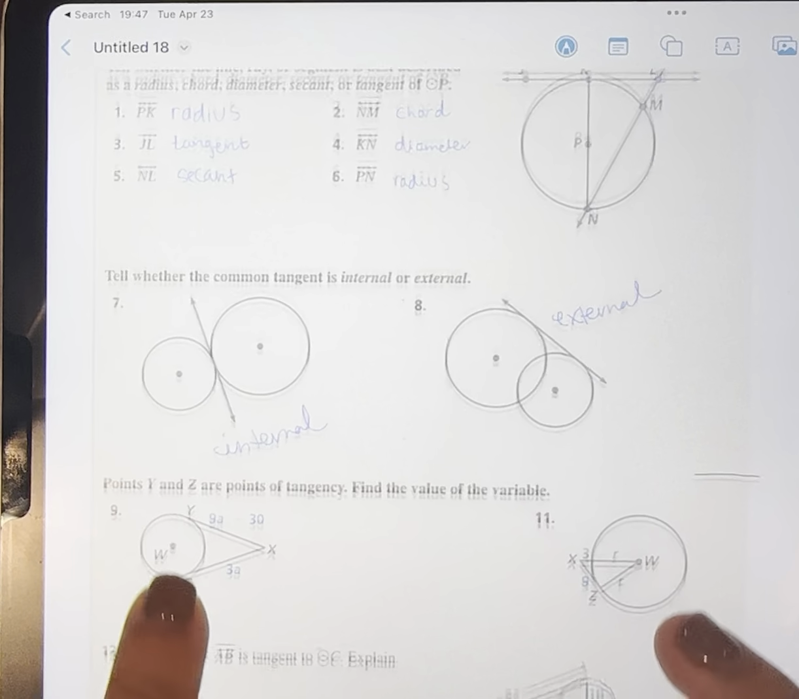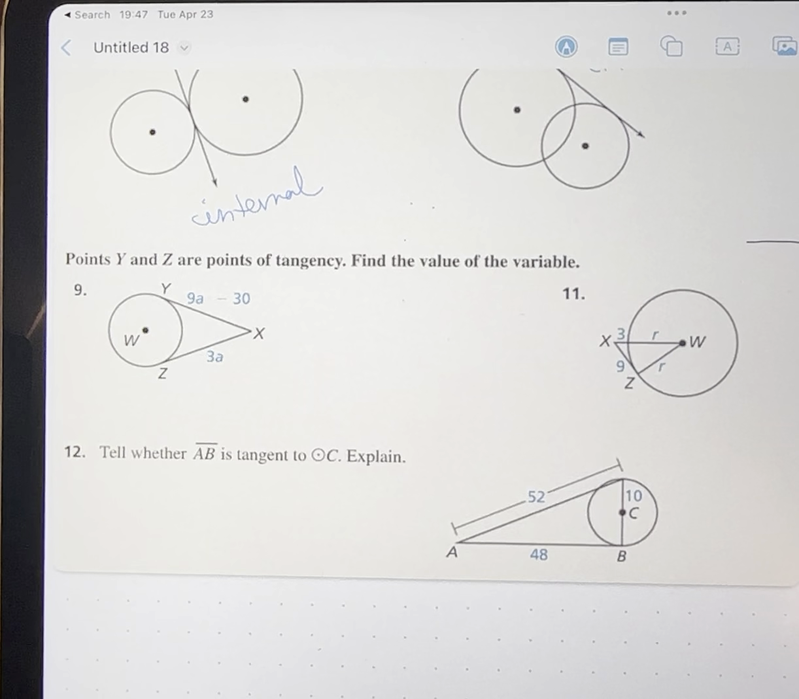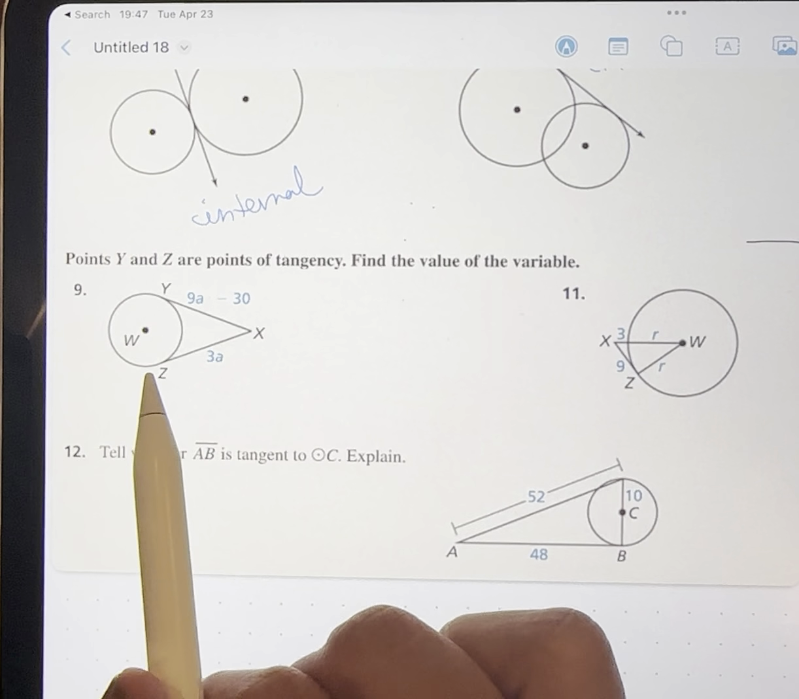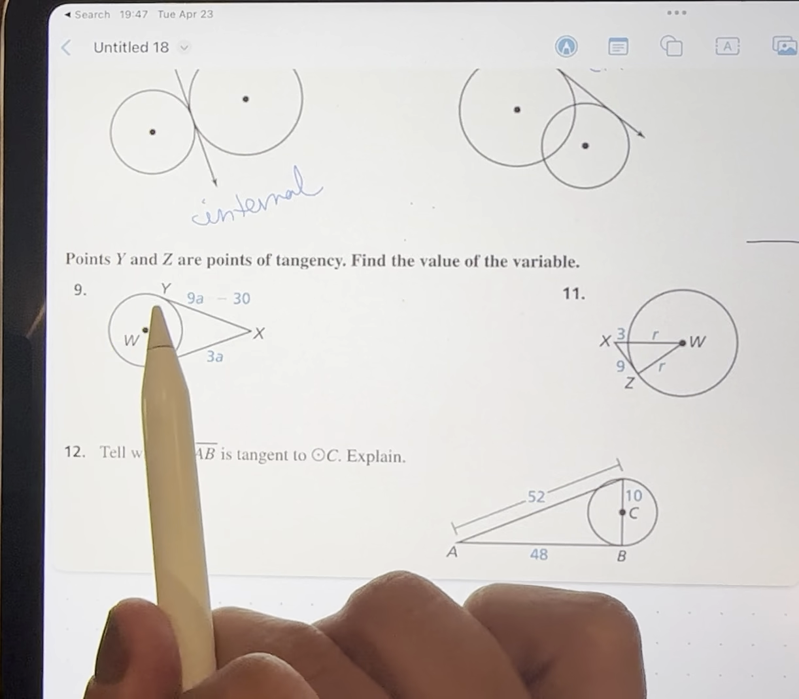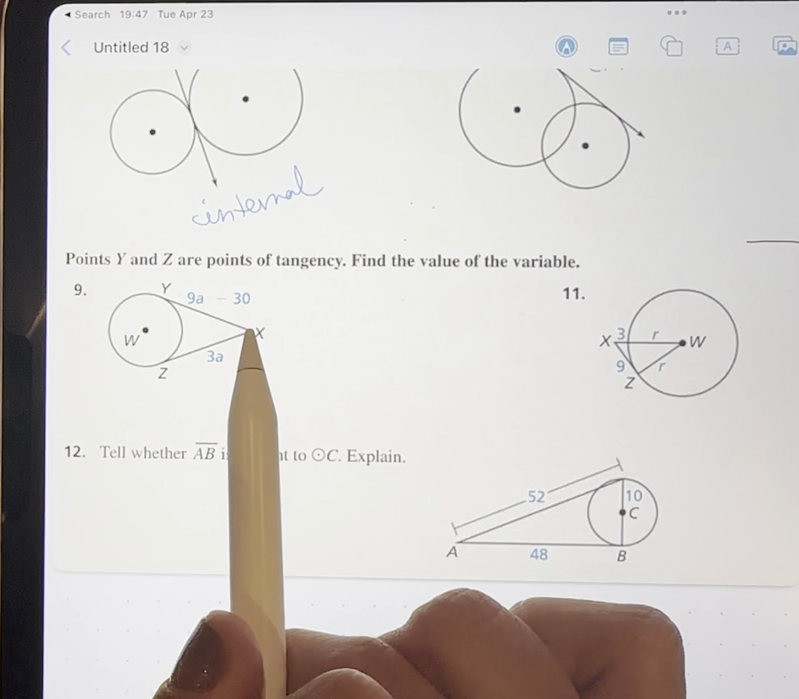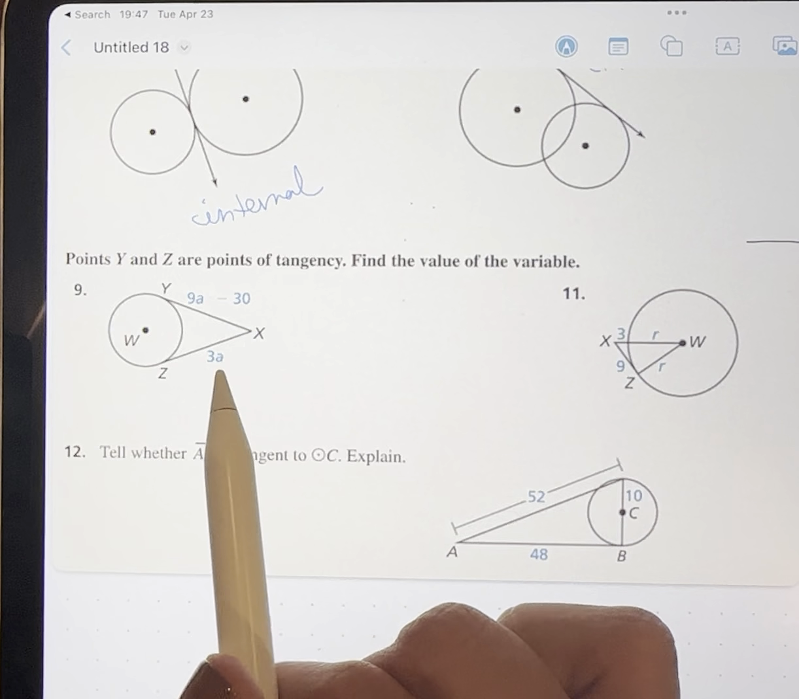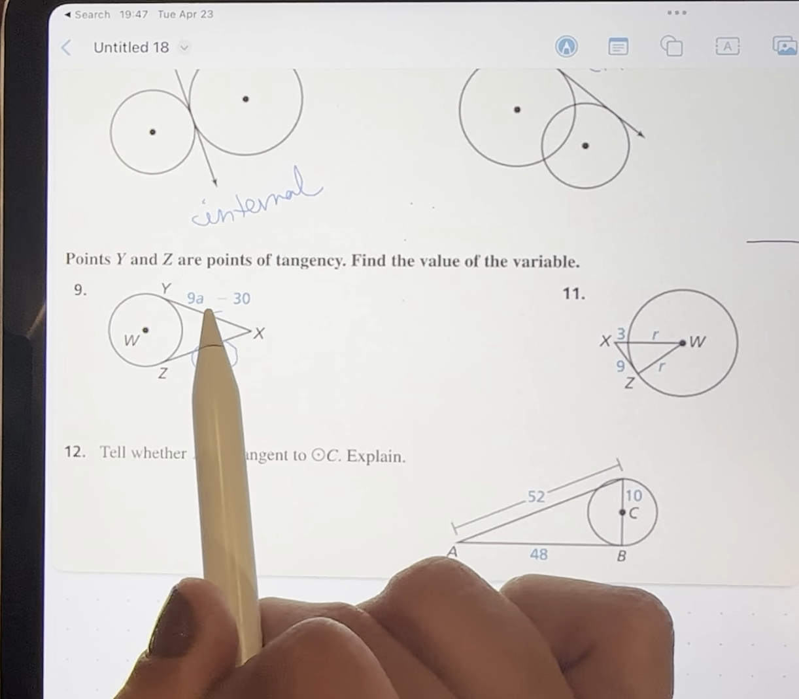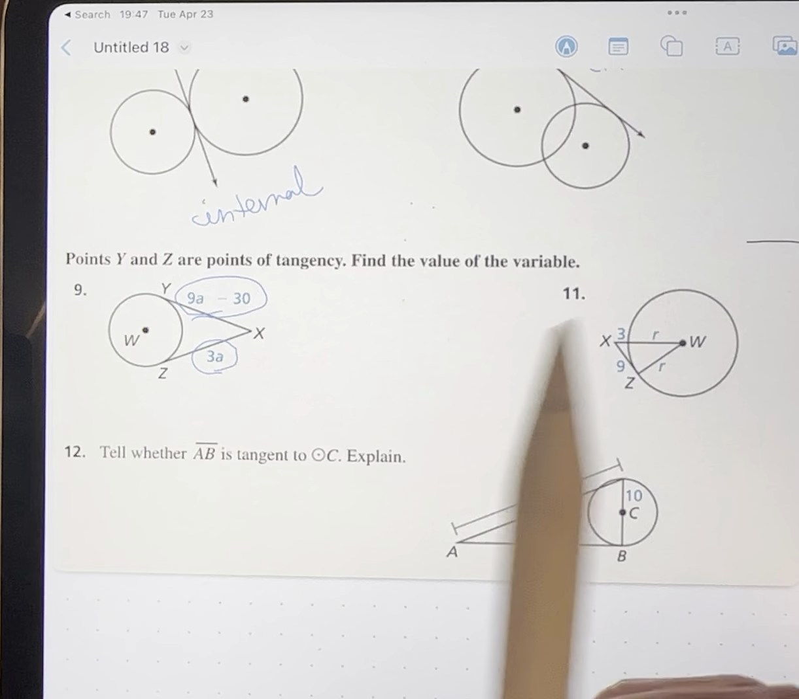So, cool. Number 9. We've got a party hat situation, guys. This is a tangent on this side and a tangent on this side. Both the tangents meet at a common point outside the circle. That makes it a party hat. It makes both sides have to be congruent.